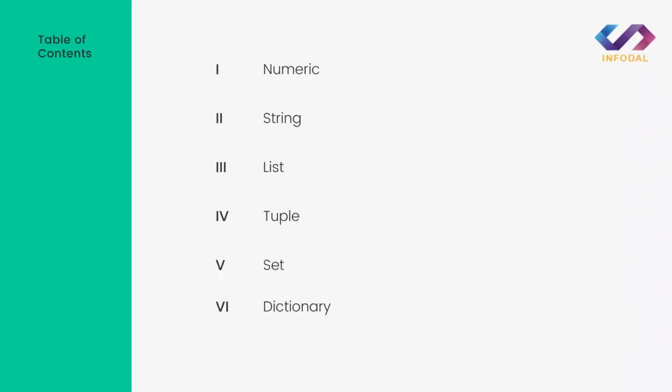Now there are namely six data types in the Python programming language: numeric, string, list, tuple, set, and dictionary. Okay. So let us move on and learn about each data type.